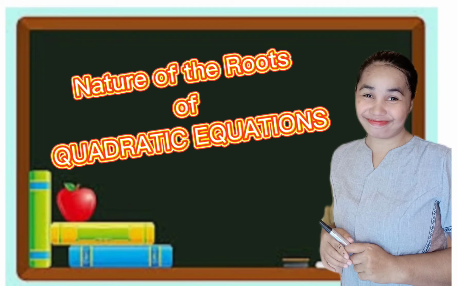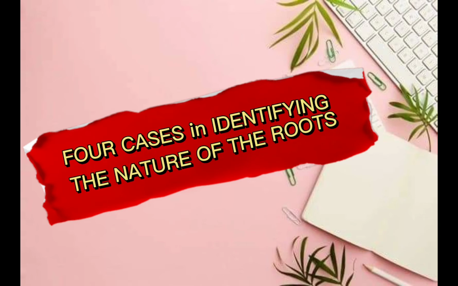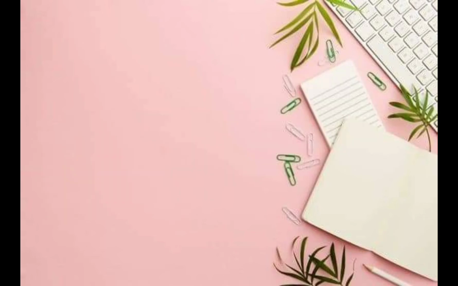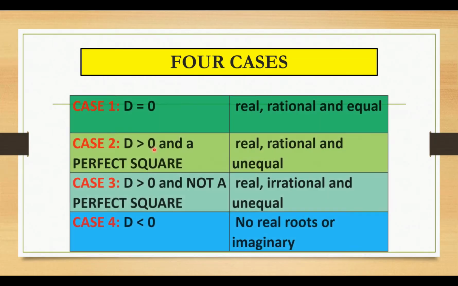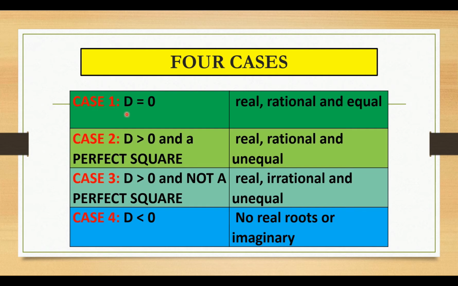Nature of the roots of quadratic equations. So there are four cases in identifying the nature of the roots. Case number 1, when your D is equal to 0, you will be getting real, rational, and equal roots.